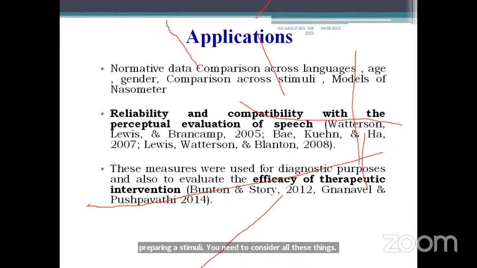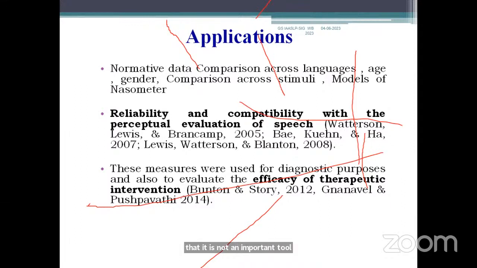When we talk about applications of the nasometer, it is a valid tool for measuring resonance in terms of quantitative measurements. When we go for objective measurements, it gives a beautiful value when you assess nasalance. Most of the time the perceptual scores and our nasalance scores are in sync and correlate. It is an important tool; we cannot deny that. The only thing is how we are using it.